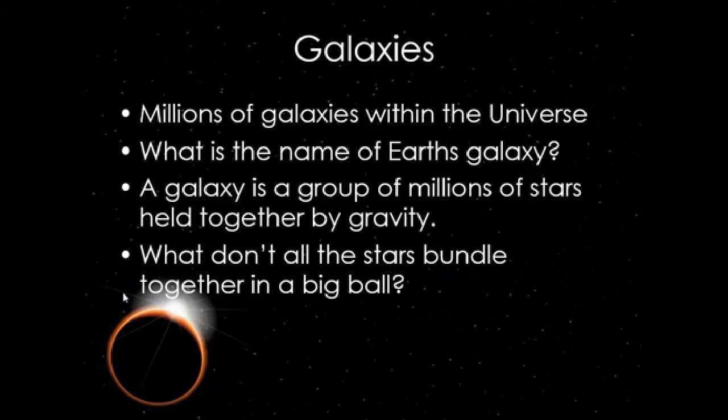So moving along now, we talk about our galaxies. There are millions and millions and millions of galaxies throughout our observable universe. We mentioned the name of Earth's galaxy before. Are you able to remember the name of Earth's galaxy? Hopefully you've come back, you said, yep, it's the Milky Way galaxy, and that, remember, was located in the local group next to the Andromeda galaxy.